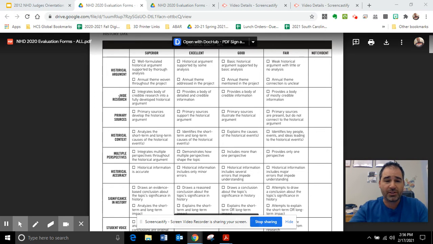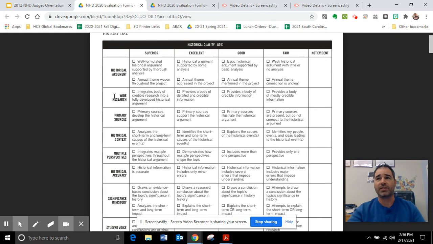The next column is wide research. Okay, so wide research. They want to see that they're integrating the body of credible research into the fully developed historical argument. Now, what that means is that it's obvious that the students have multiple sources, that they're not just finding one or two secondary sources and applying them. Wide research, and you'll notice that there's a primary source but no secondary source. Primary sources have their own category. So wide research is really this idea that they're finding academic journals, they're finding reference materials, they're looking beyond just encyclopedias though, and finding sort of the larger academic work based on the topic.